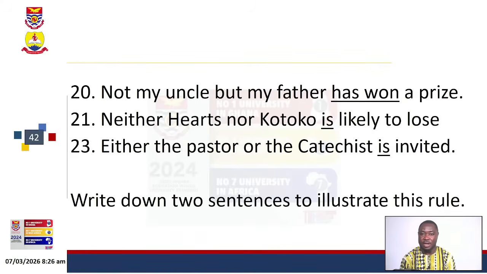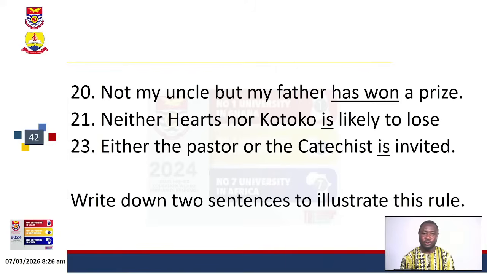Either the pastor or the catechist is invited. It means we cannot invite both. We are inviting one, and one is singular. That is why we have chosen the singular verb is invited. And realize also that is invited is a verb, but the first verb, which is the auxiliary, is what we mark the concord on. Okay, good.